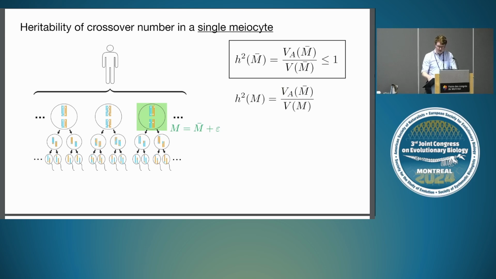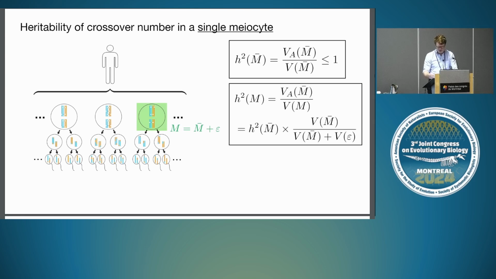And so I can replace that with the additive variance of the mean number of crossovers, and I get something that looks like the heritability of the mean number of crossovers. I can rearrange terms, and indeed it is the heritability of the mean number of crossovers multiplied by this dilution factor. The dilution factor is smaller if intra-individual variation in crossover number across myocytes dominates the overall variation.